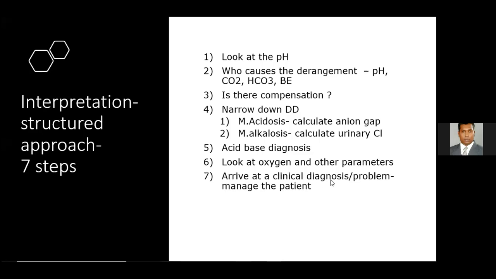is to arrive at a clinical diagnosis. To do this, you have to have an acid-base diagnosis, and you need to look into the other parameters, including oxygen, and also you need to know certain things about the clinical background and the current clinical picture of the child or the adult or the patient.